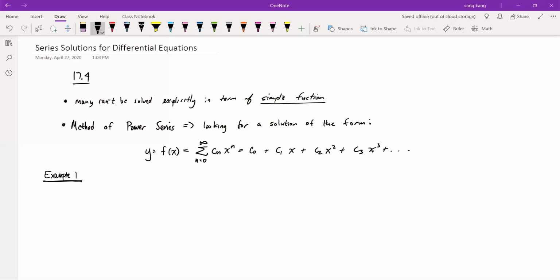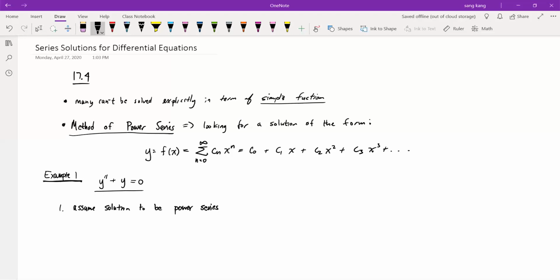I pulled these out of the book, but we're going to use the method of power series to solve the differential equation y double prime plus y equals 0. So first, we're going to assume the solution to be a power series.